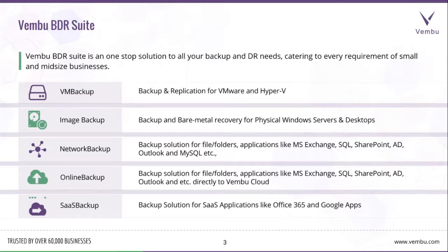For the other three products, VM Backup, Image Backup, and Network Backup, you will have a dedicated server, the Vembu BDR server, installed at your site. Only for online backup, the backup data will go directly to our cloud. We also have something called SaaS backup, which is especially to back up Office 365 and Google Apps.